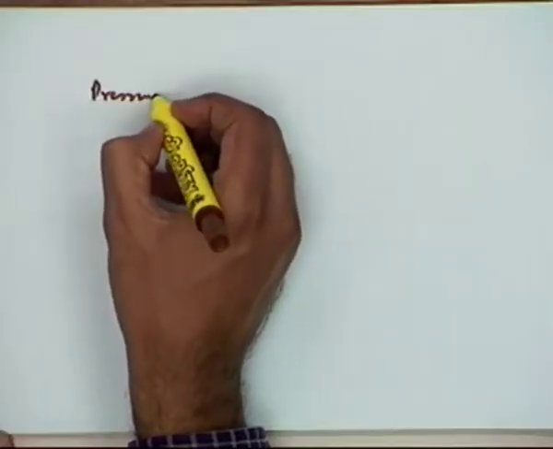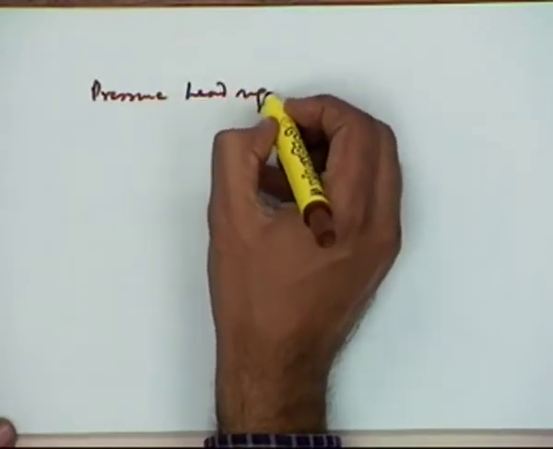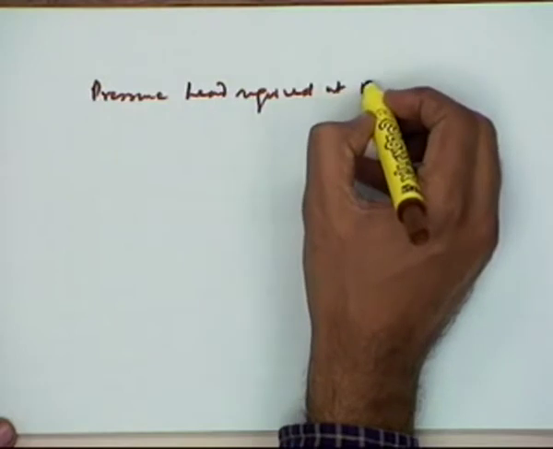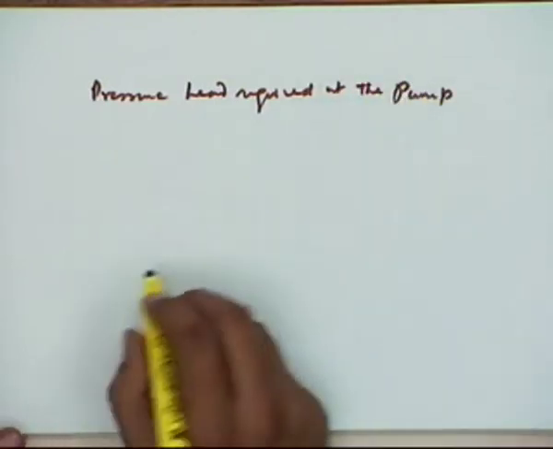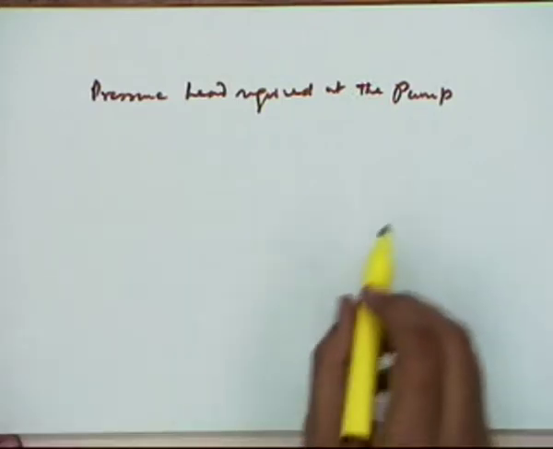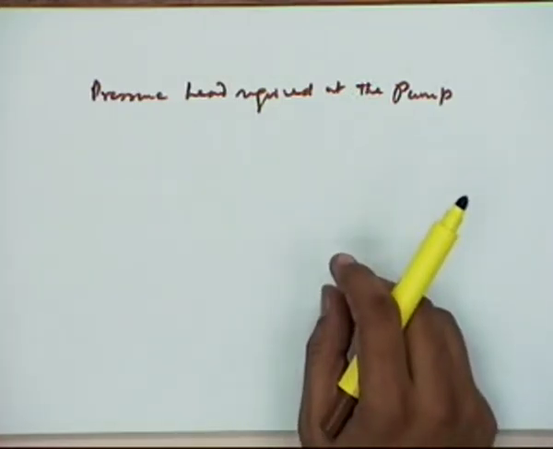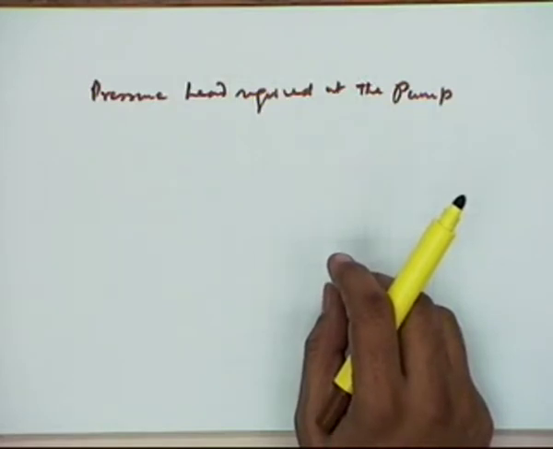And besides that, you will also be interested in what is the pressure head requirement at the pump. What pump should be selected so that the pressure head required at the pump can also be evaluated with respect to the most critical point and the main line. Theoretically, I think it's better to always find out for each individual point what is the total dynamic head which is required with respect to that point on the main line.